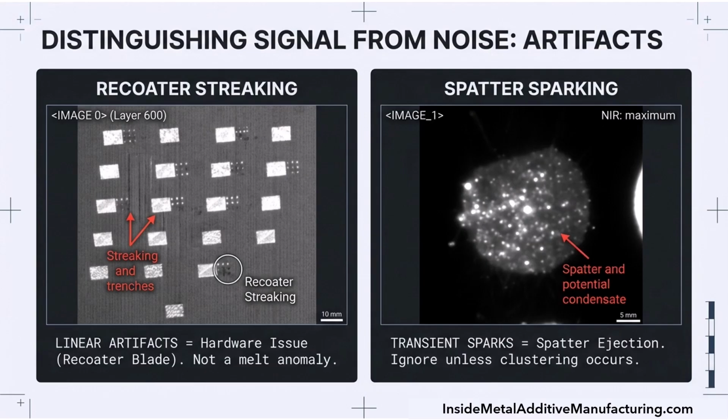Not every anomaly is a melt defect. Linear artifacts usually indicate hardware issues, such as a damaged recoater blade creating trenches or parallel lines in the powder bed. Similarly, transient sparks from spatter ejection should be ignored unless they begin to cluster persistently over several layers.